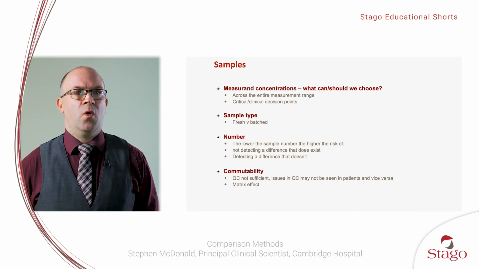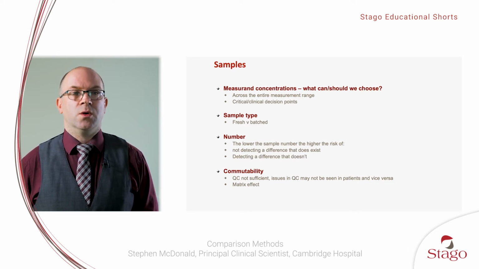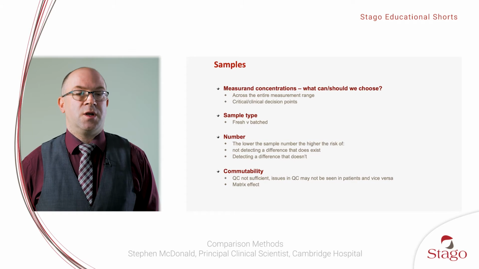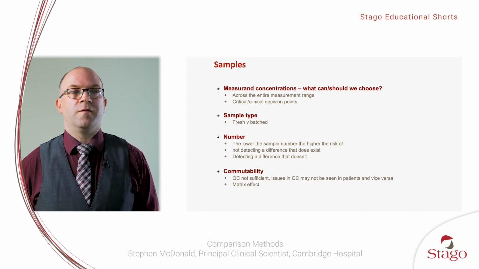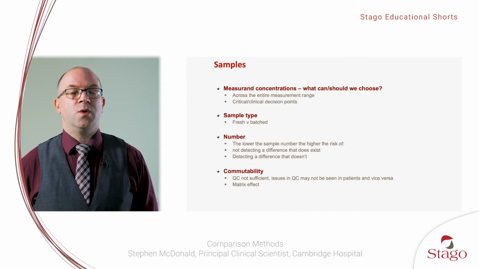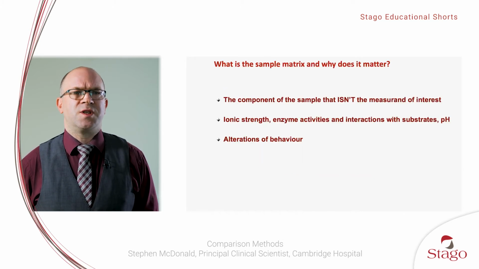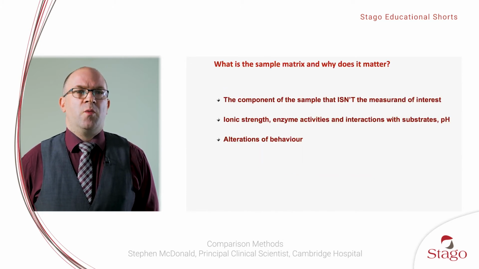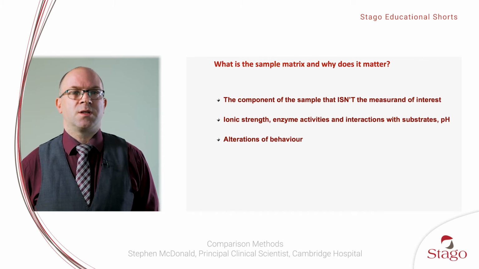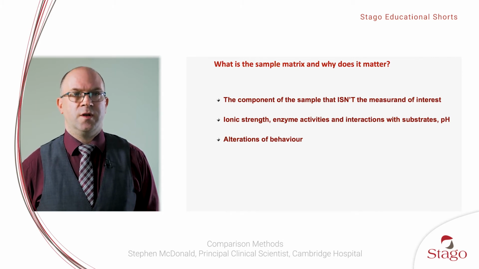But a very, very important thing with samples is commutability. We cannot just use quality control material. This is something that perhaps a lot of people think is sufficient and all we need to do for comparisons, but actually we need to think about patient samples as well. And that is because we need to take into consideration the sample matrix. So what's the sample matrix? The sample matrix is basically anything within a sample that isn't the measurand of interest.